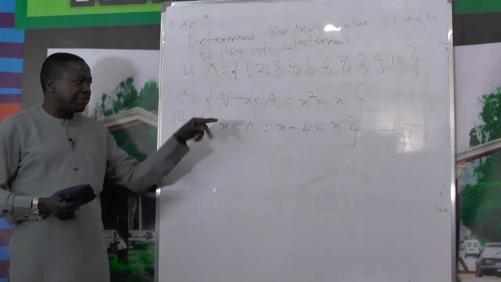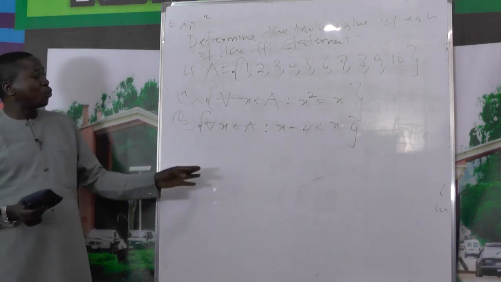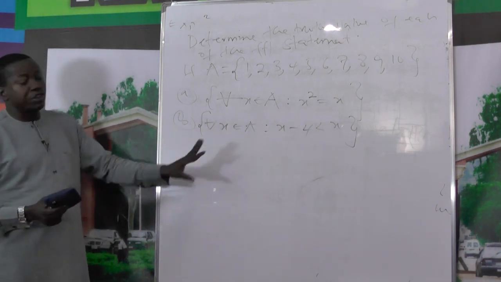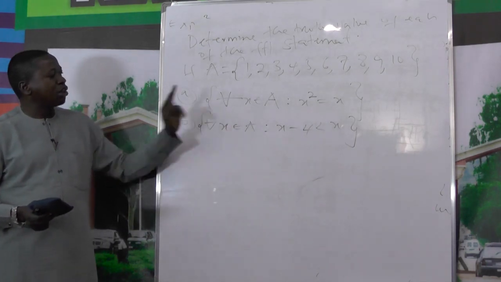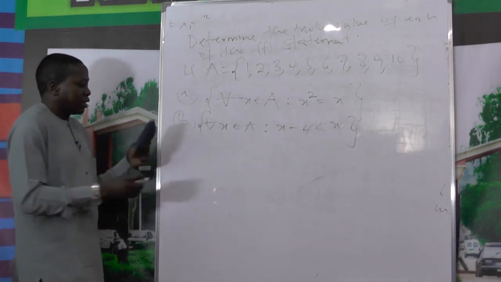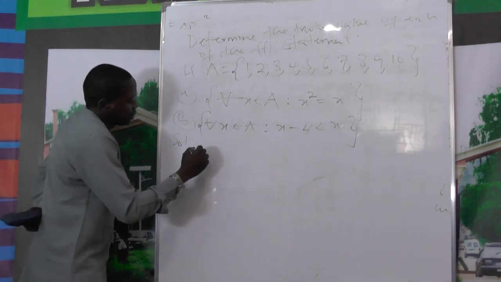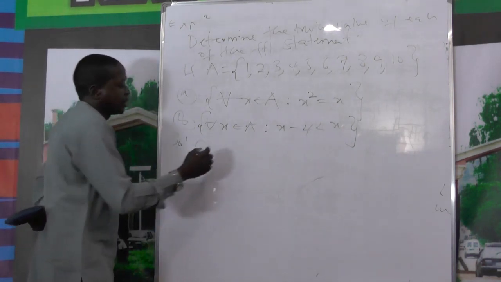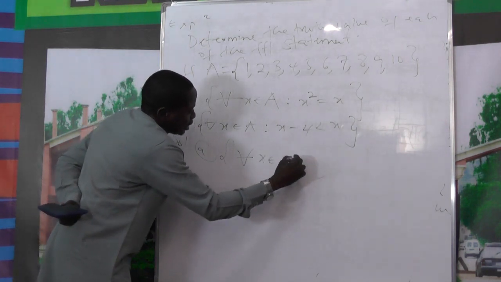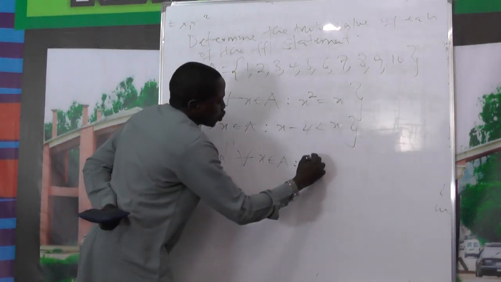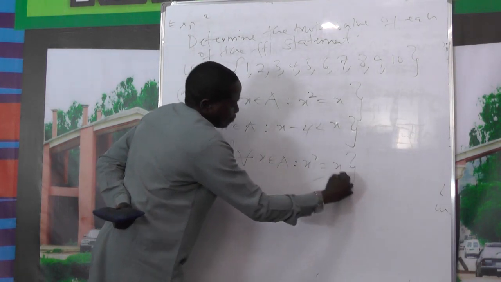This one is for all. The first example we did, we used the exist, and I believe you have understood how we simplify that one. So this one, we are using for all. Solution. The first one, number A, it says for all x in A, such that x squared equals x.